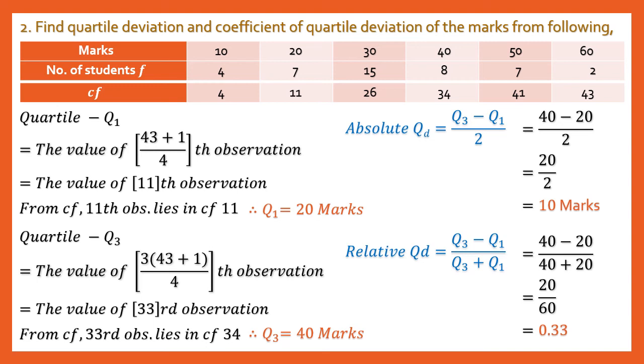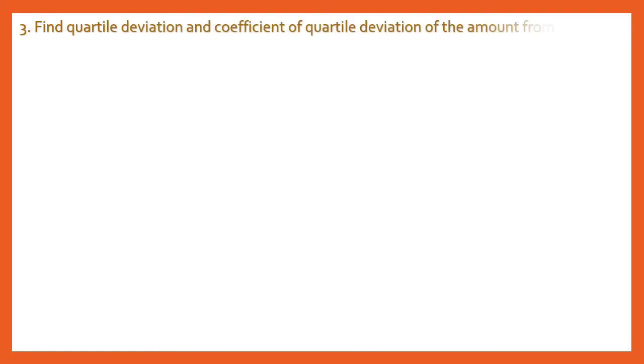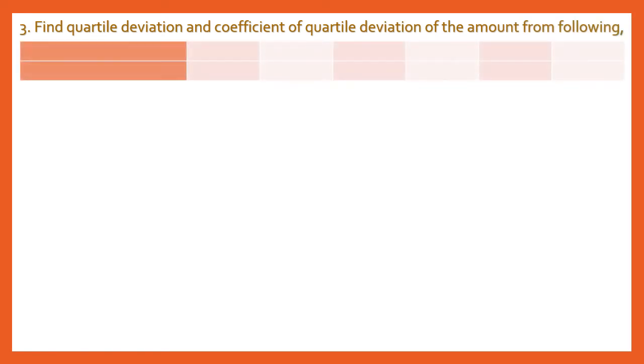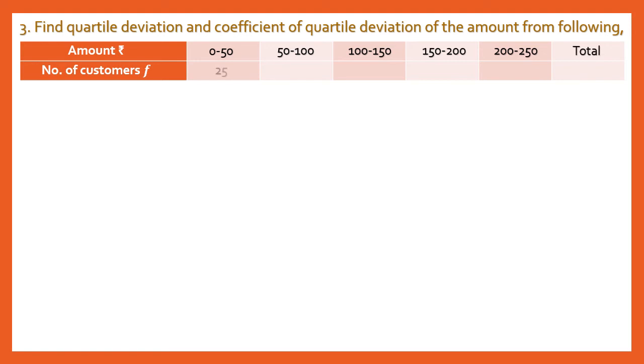Moving on to the third question of the exercise. Third and the final question of the exercise as well as this tutorial. Find quartile deviation and coefficient of quartile deviation of the amount from the following information. Now in the table you can see the amount in rupees is given and number of customers is the frequency, and the data is given in classes: 0 to 50, 50 to 100, 100 to 150, up to 200 to 250. Frequencies are 25, 40, 80, 30 and 25. The total frequency, 200, is given in the sum.